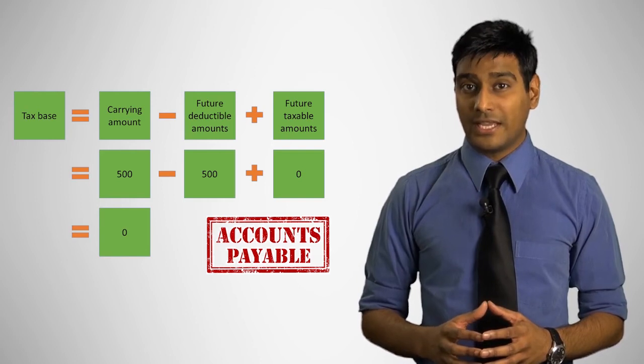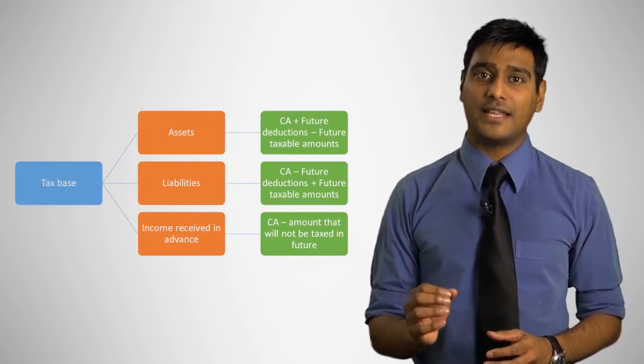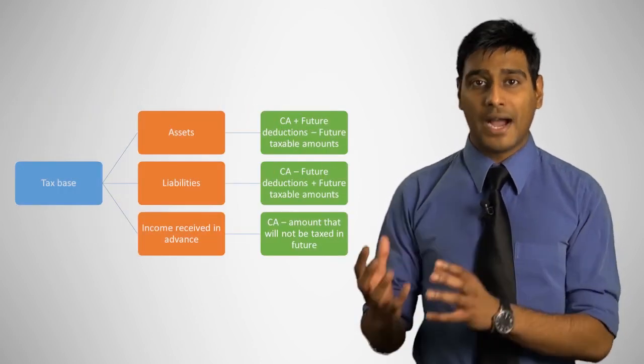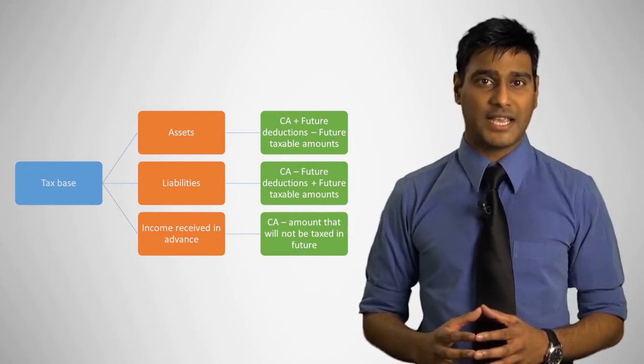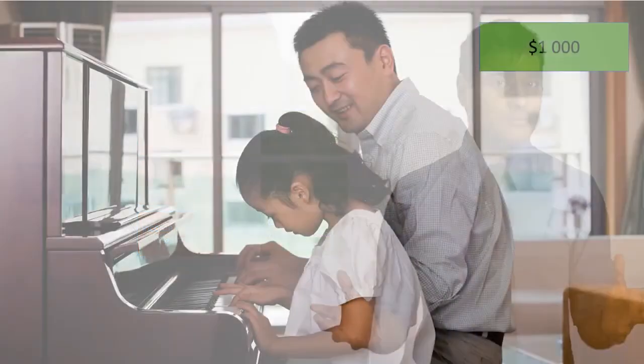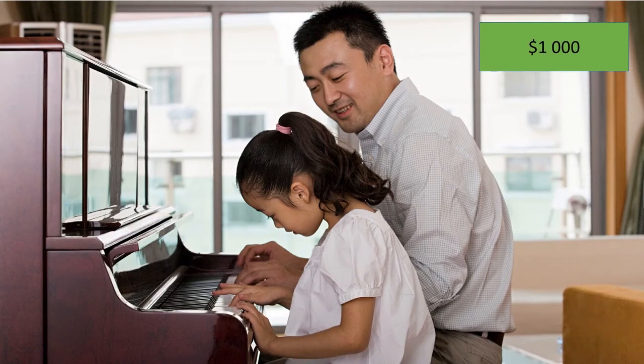The tax base for incomes received in advance is calculated as the carrying amount minus amounts that will not be taxed in the future. Robert is a music teacher who collects lesson fees in advance. Simi's mother paid Robert $1,000 in advance for her piano lessons for the year. The amount is taxed on a cash basis. What is the tax base?